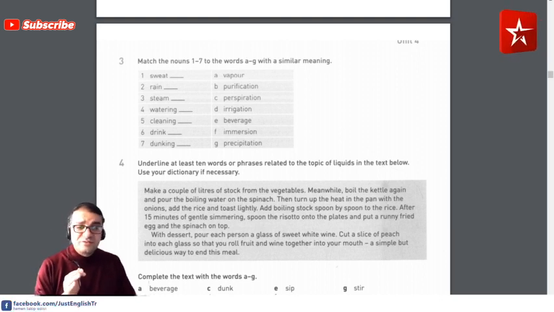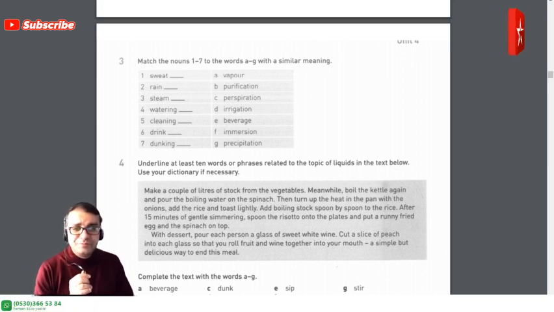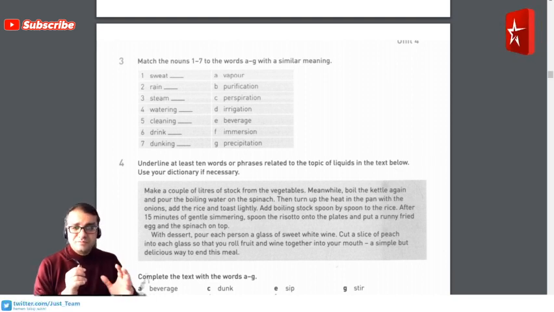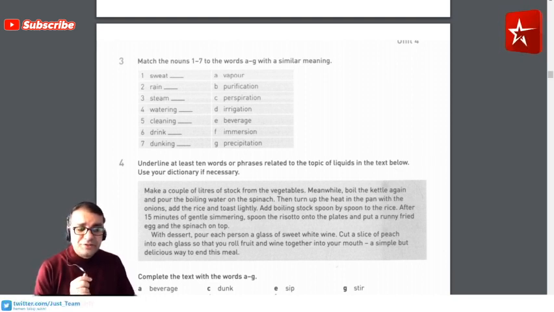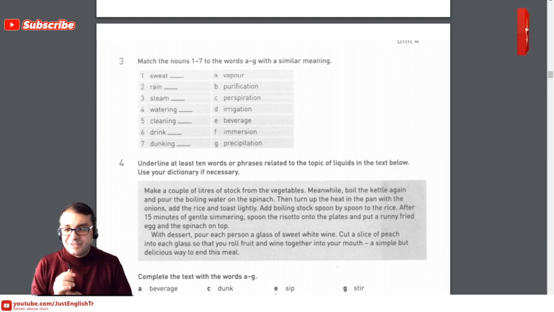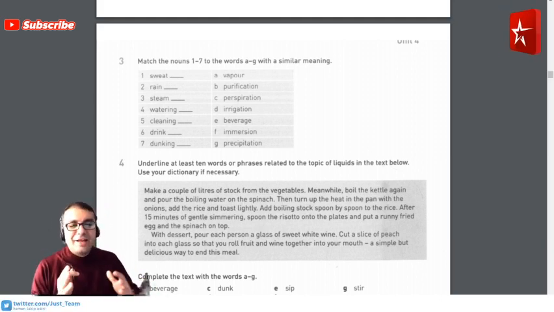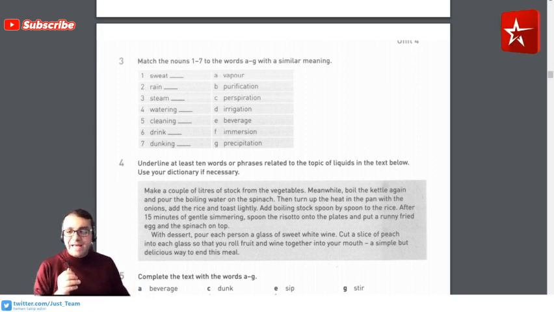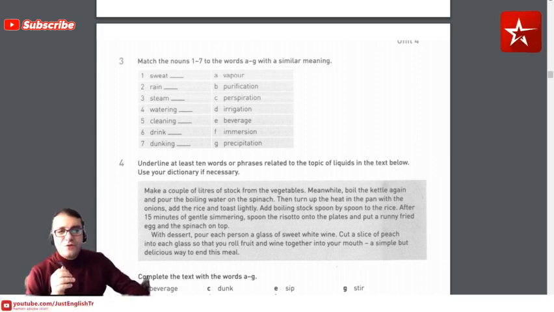Actually, Naveen was right, because 2 is G. That's perfect. Now let's go for 3. Perfect, Naveen. Thank you so much, because the meaning, it's a synonym for the meaning. That's perfect. Okay, let's go for number 3.